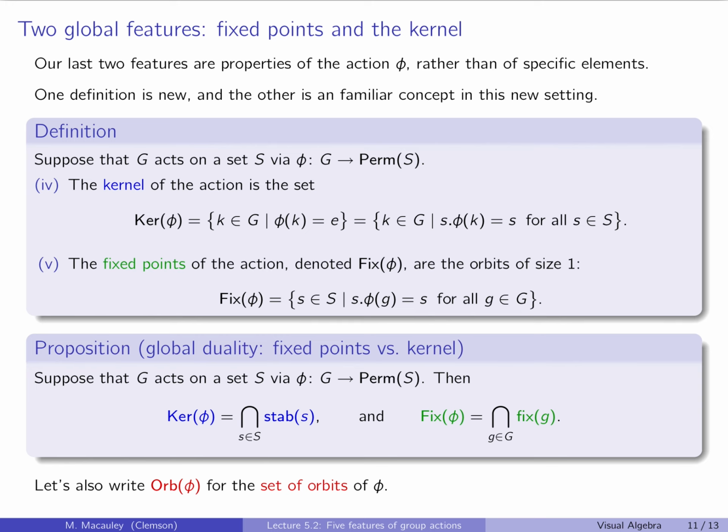Since I've defined the kernel and the fixed points and used uppercase letters, I also want to define Orb of phi for the set of orbits of the action. I don't call this the sixth feature because, we've defined orbit, and this is just the set of all the orbits. But there will be a theorem in the next lecture where I do want to speak of the set of orbits, and namely how big it is. So I will use this notation occasionally.